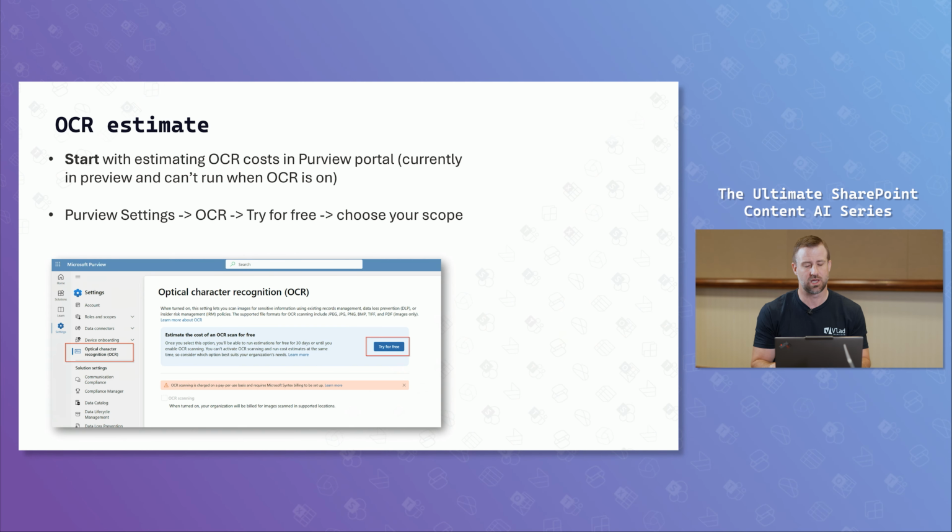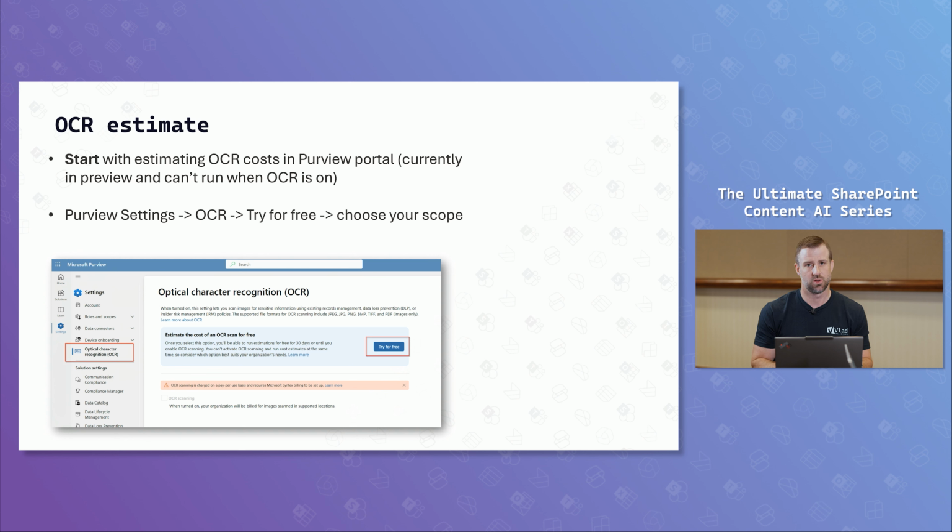Okay, perfect. Now, coming into cost, right? How do you set this up? You think about images, we think about how this is going to work. The first thing you can do is there is an OCR estimator. The OCR estimator is in preview today, and you can't actually run it once OCR has been enabled.